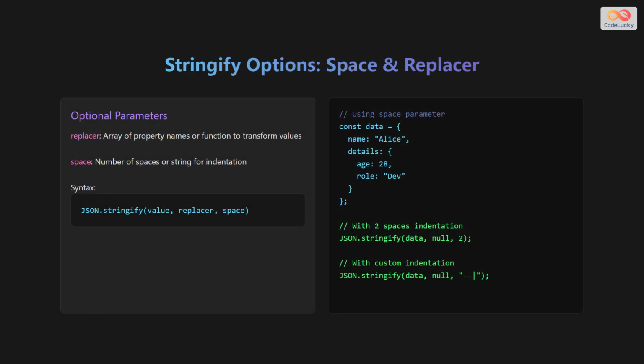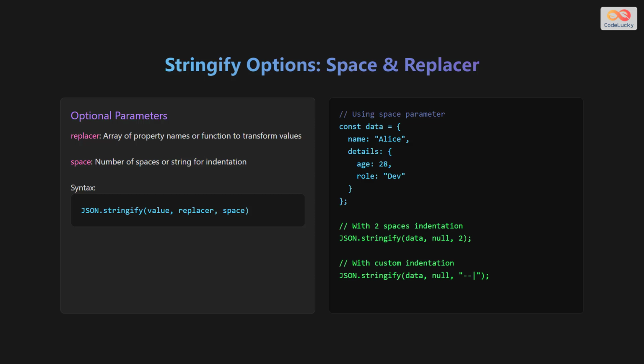JSON.stringify has optional parameters that provide further control over the output. The replacer parameter can be an array of property names or a function used to transform values during the serialization process. The space parameter controls the indentation of the outputted JSON string. It can either be a number representing the number of spaces to use for indentation, or a string which will be used for indentation. Here's how to use these options.